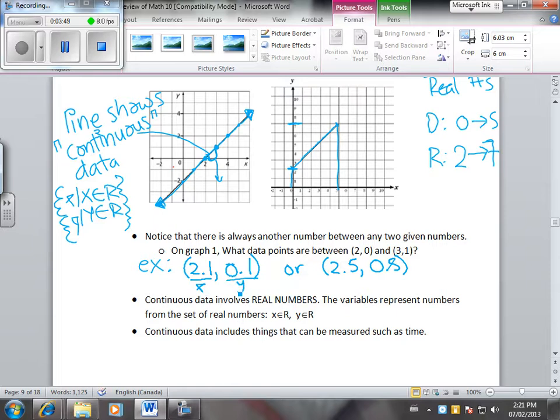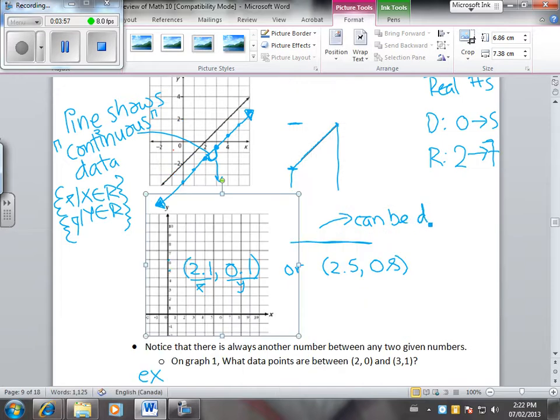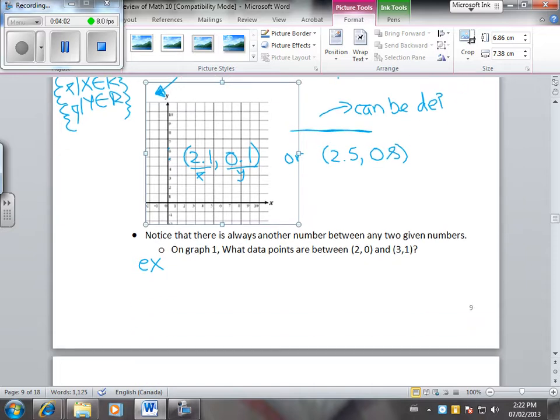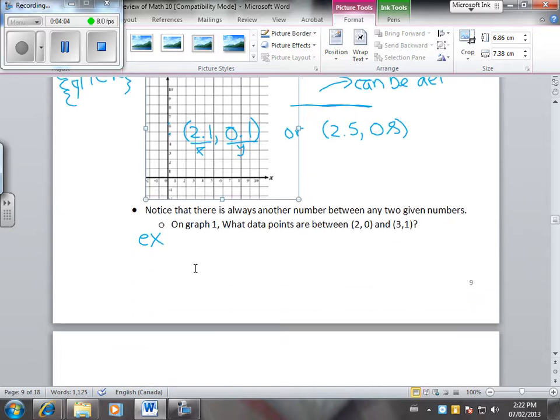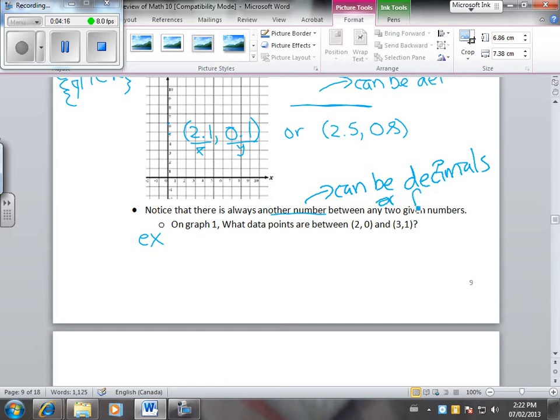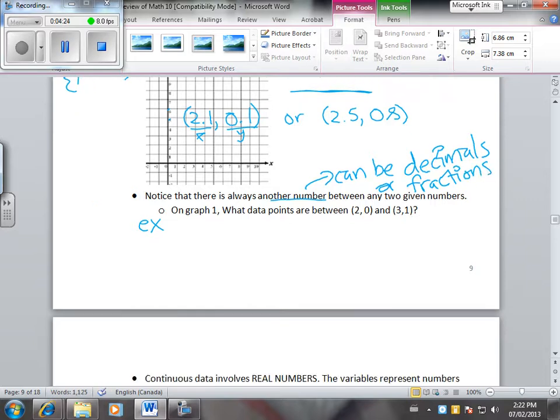The points in between, any number in between, can be decimals or fractions. So they have to be real numbers, but they don't have to be whole numbers.